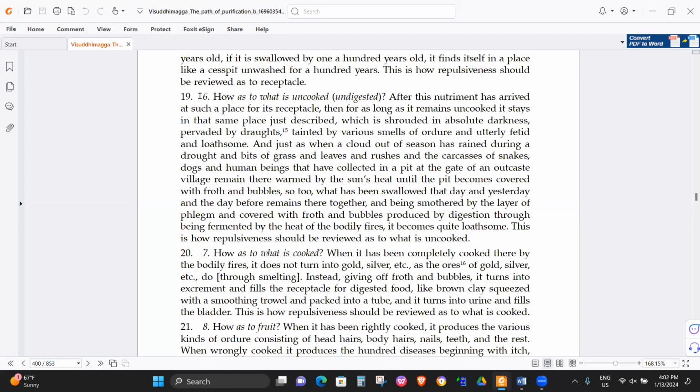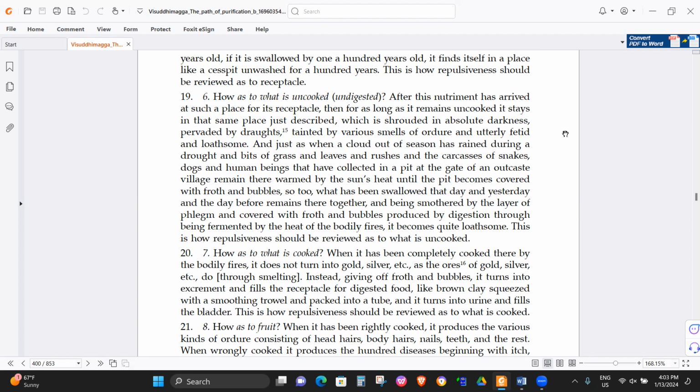Okay, Puelio, can you read this one? Have you read 19? 19. Okay. How as to what is uncooked, undigested, after this nutriment has arrived at such a place for its receptacle, then for as long as it remains uncooked, it stays in that same place just described, which is shrouded in absolute darkness, pervaded by draughts, tainted by various smells of ordure, and utterly fetid and loathsome.